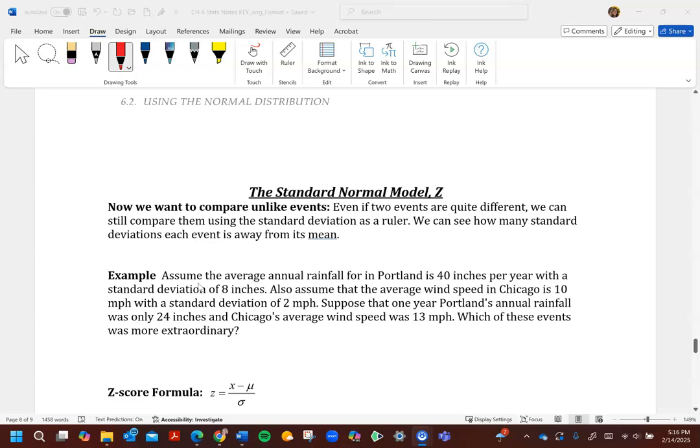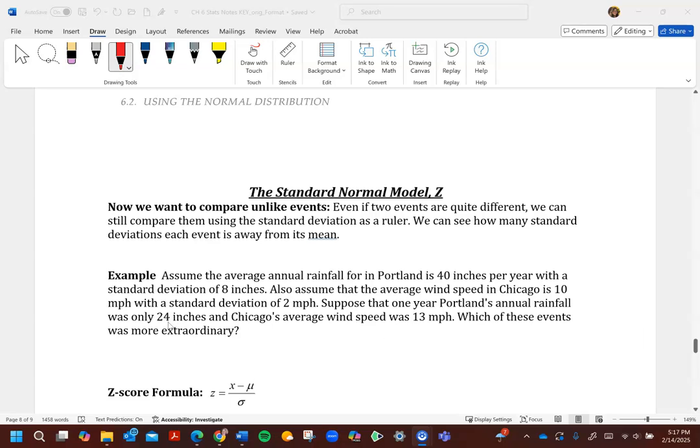So here's an example. We're going to assume the average annual rainfall for Portland is 40 inches with a standard deviation of 8. So we still have that same data, but we're going to also assume that the average wind speed in Chicago is 10 miles per hour with a standard deviation of 2 miles per hour. So we want to compare these two. Suppose that one year Portland's annual rainfall was only 24 inches and Chicago's average wind speed was 13 miles per hour. Which of these events was more extraordinary?